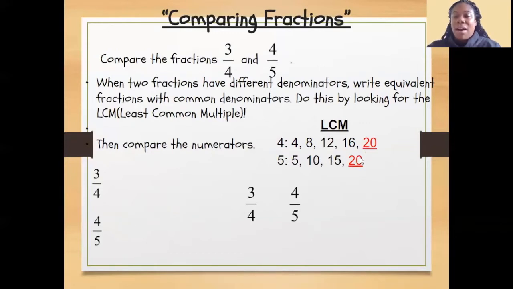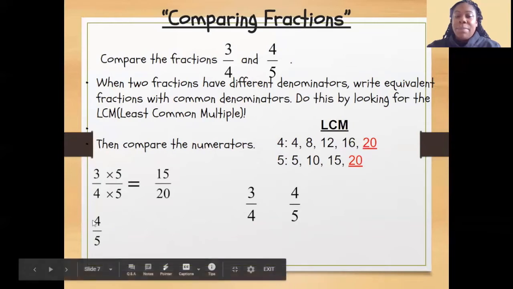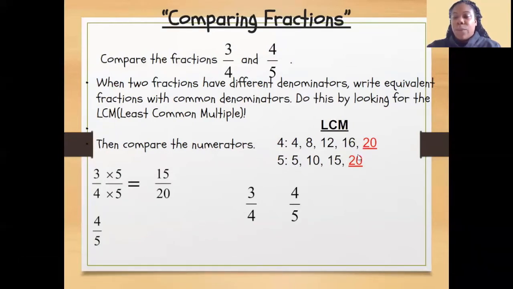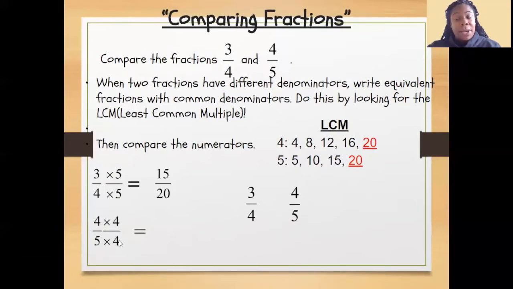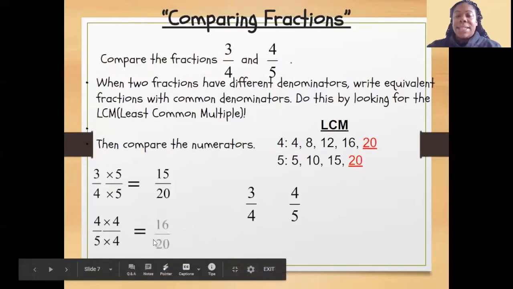So now that we have our common multiples, I count how many it took me to get there: 1, 2, 3, 4, 5. And I multiply my numerator and denominator by 5. Once I do that, I solve it and find my equivalent fraction, which is 15/20. I do the same thing for 4/5, and I count 1, 2, 3, 4. 5 times 4 equals 20. And so I multiply 4/5 by 4, the numerator and the denominator. And when I do that, I get 16/20.